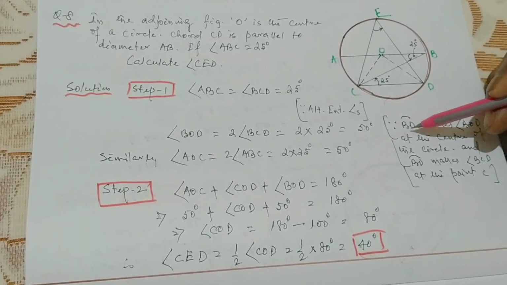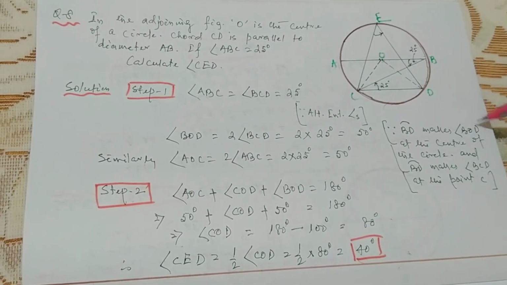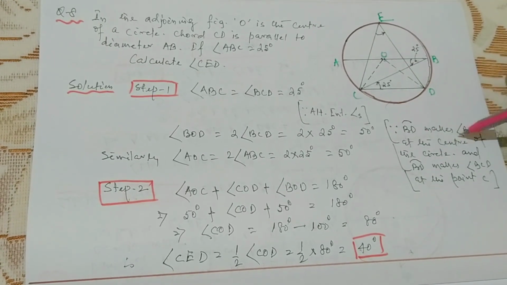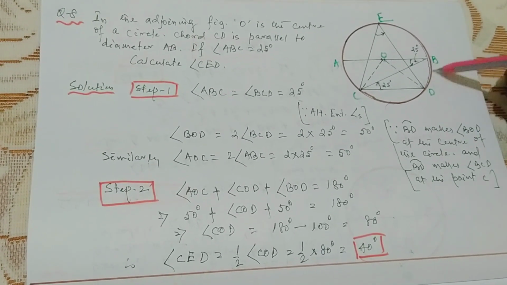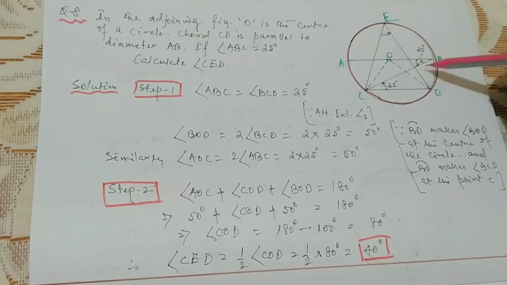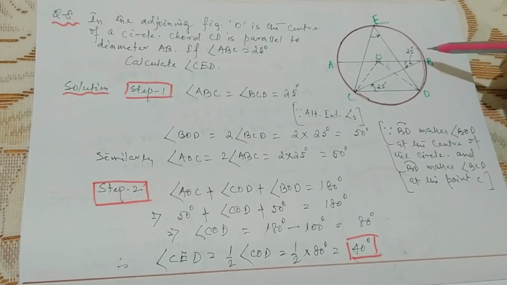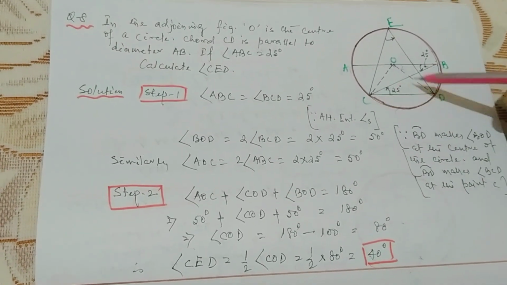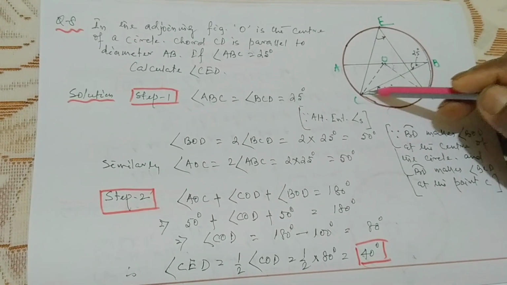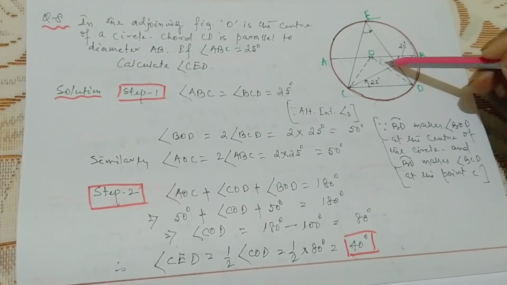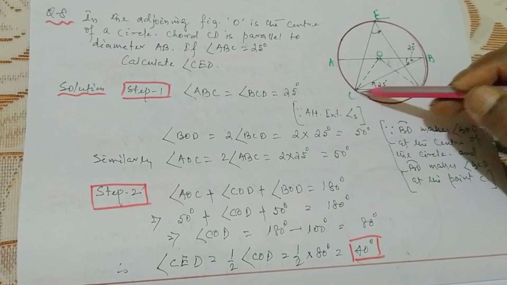Because the minor arc BD makes angle BOD at the center of the circle. सर्कल में BD जो माइनर आर्क है वो एंगल फॉर्म कर रहे हैं, एंगल BOD, और माइनर आर्क मेक्स एंगल BCD, this angle at the point C on the circle. That is why the value of this angle BOD is 2 times the value of the angle BCD.